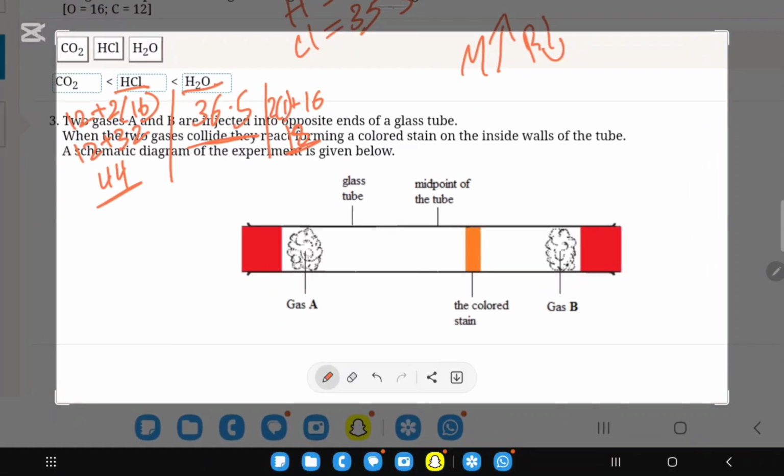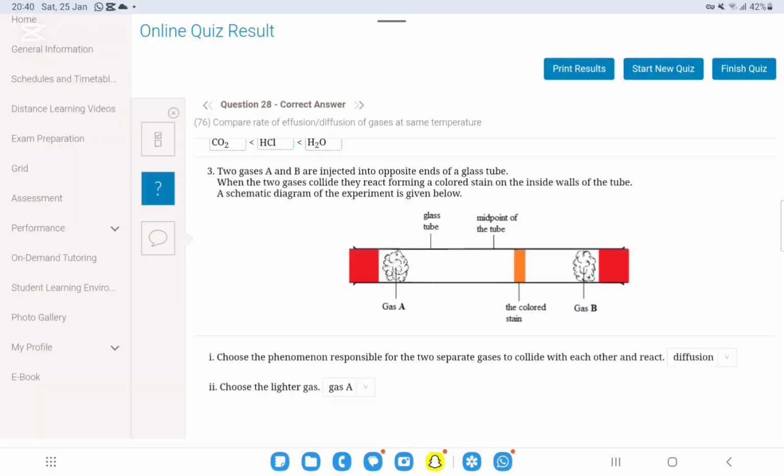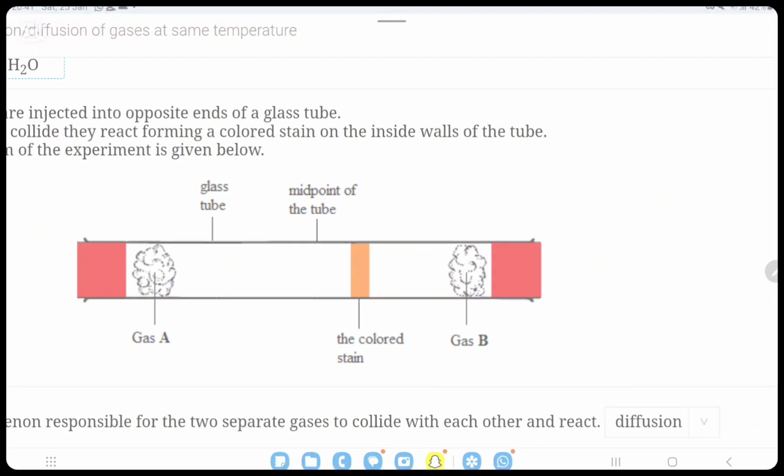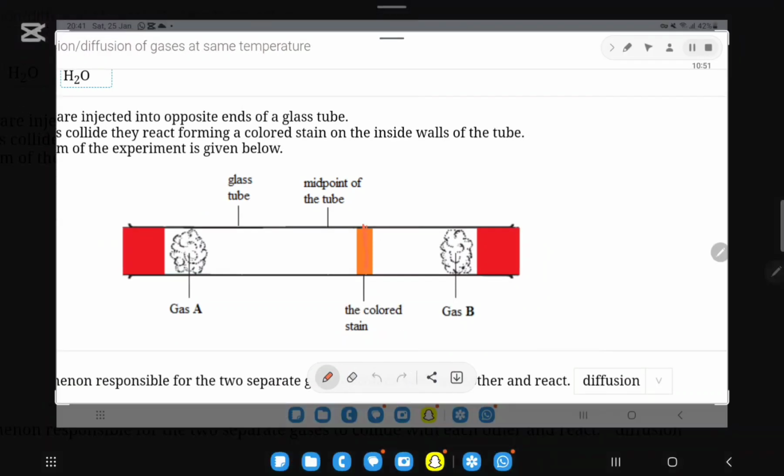Then for part 3 they wanted the phenomenon responsible for two separate gases to collide with each other and react. That is diffusion, when the fumes or gases of different substances move randomly into the air and then collide with each other. And then choose the lighter gas. You have here the colored stain. You want the lighter gas, so we know that the lighter gas will travel further than the heavier gas, and clearly gas A has traveled further than gas B. Gas A is the lightest one.